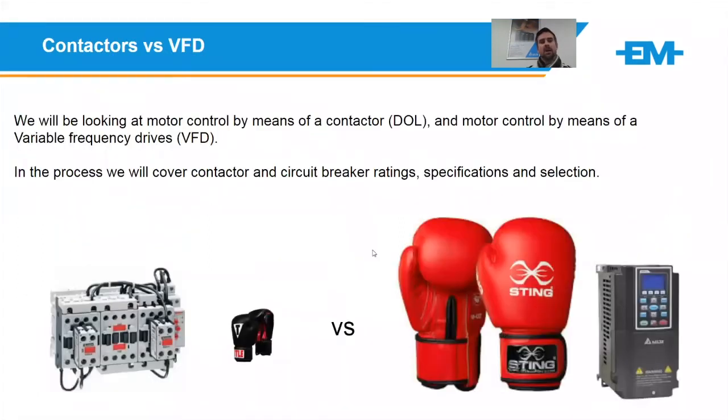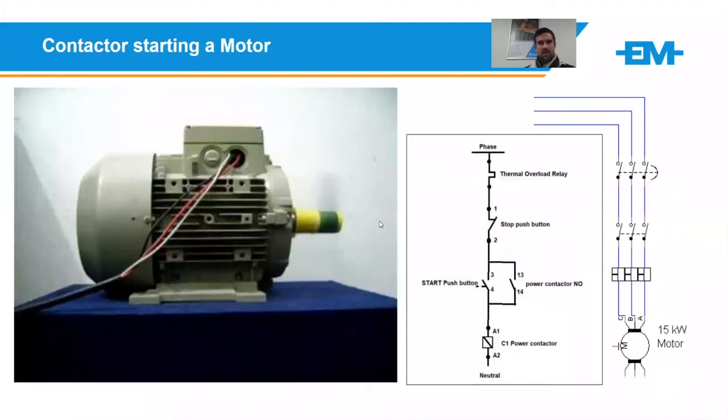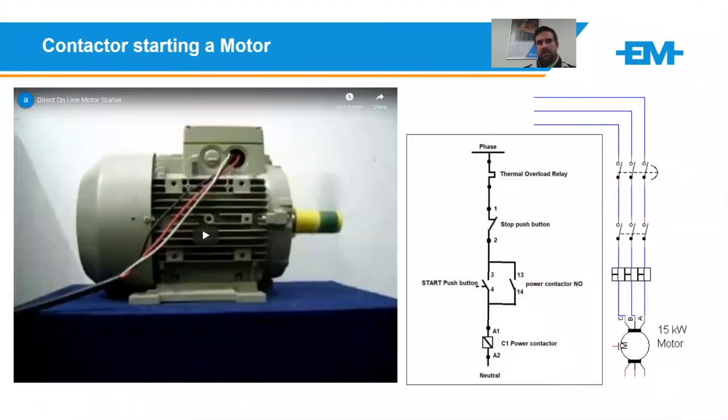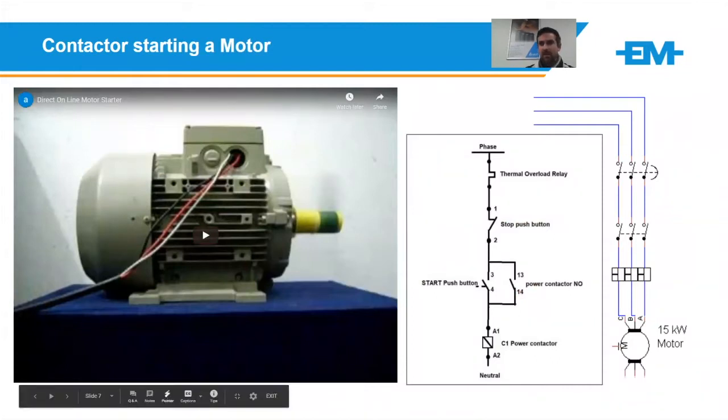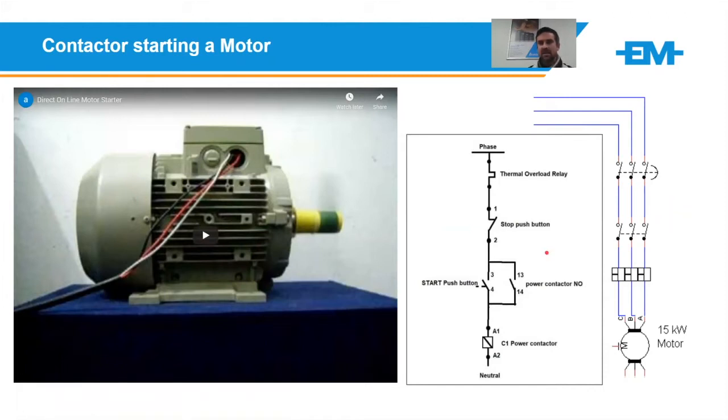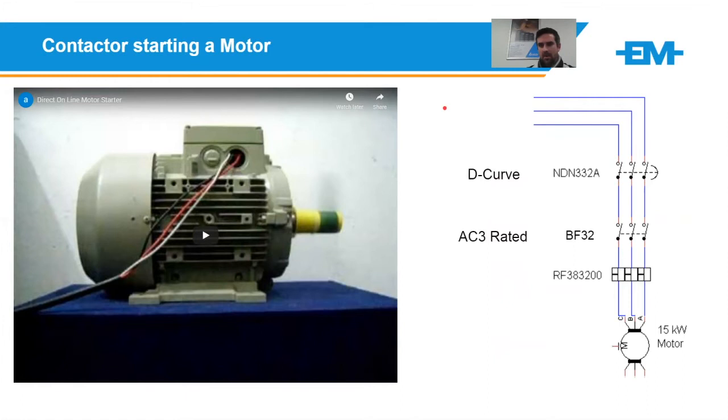A quick look at contactors versus VFDs. People often ask why a drive and why a contactor. So let's just break that down quickly. Here's a basic direct online starting circuit. You've got your power circuit on the right-hand side over here, and then you've got your control circuit on the left-hand side. This is as basic as it can get for a direct online circuit. You can note the D-curve breaker above the contactor itself, and the overload all need to be connected in the power circuit.